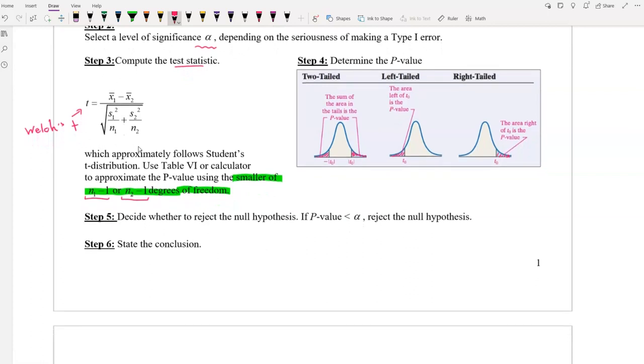After finding the p-value, as always, compare that with alpha. If it was less than alpha, you have to reject null. And finally, based on what your answer was in step 5, here, step 6, state conclusion.